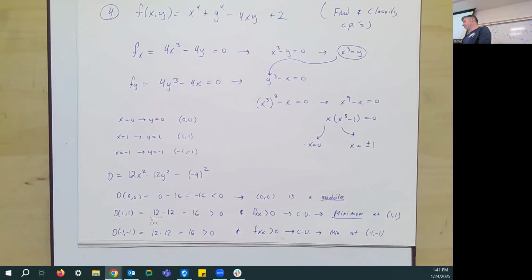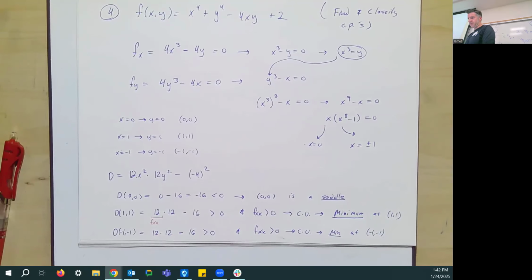I'm leaving out the word local or relative, not on purpose. These are all local minima or maxima, or you don't really call a saddle a local saddle, it's just a saddle. This is a surface that has one saddle and two minima.